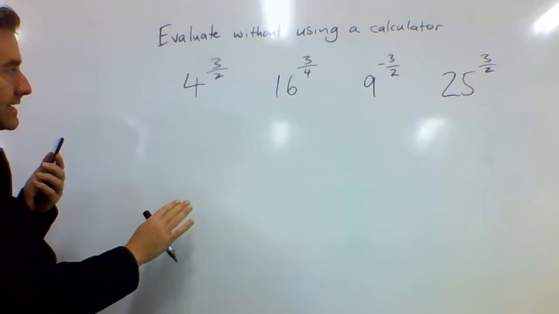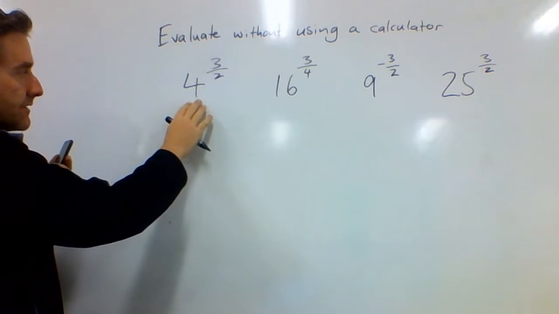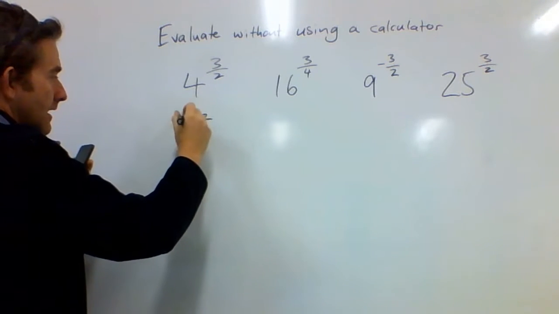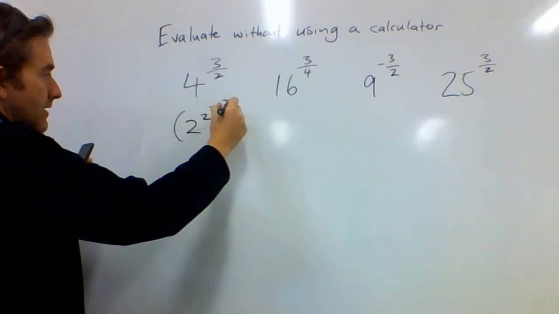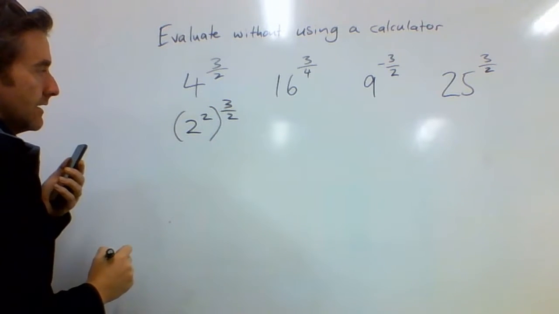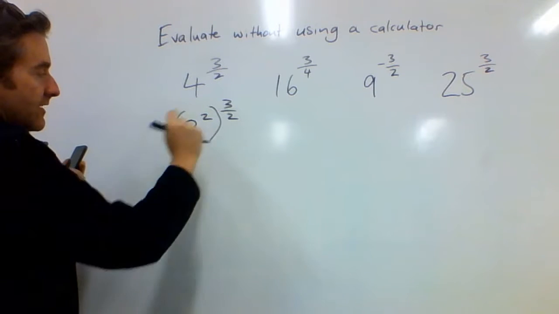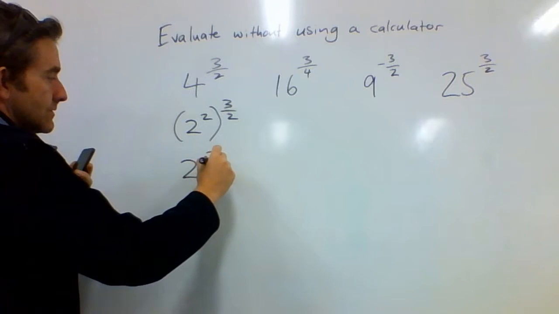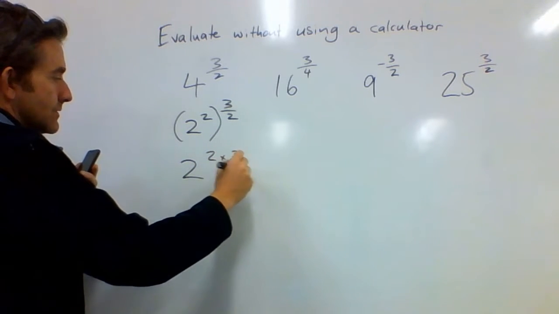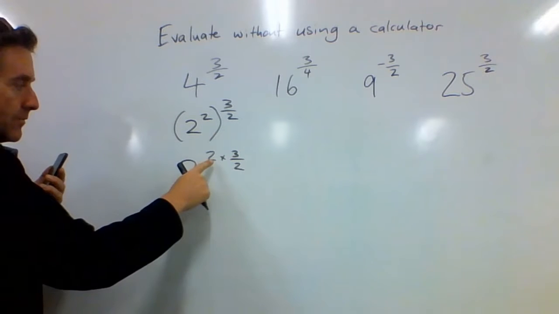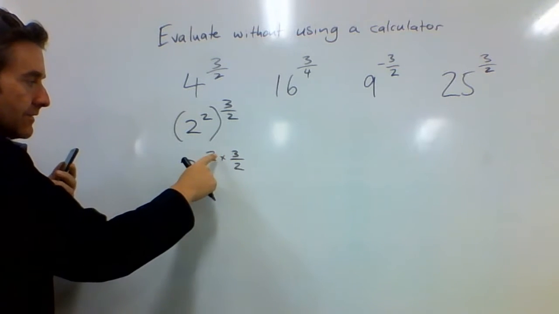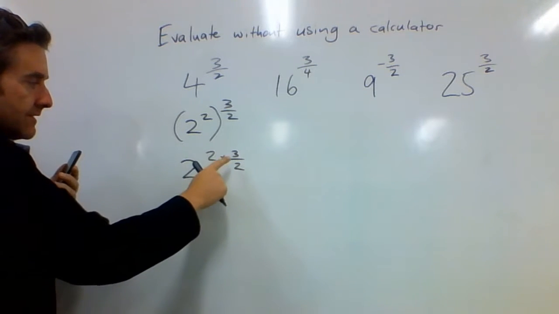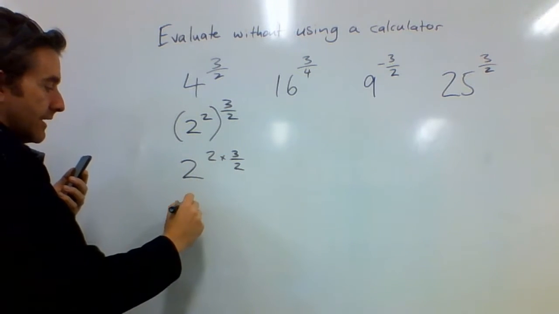Now the first thing I should really do is get this to a form where the base is the smallest number possible. So I know that 4 is 2 squared, and that is all to the power of 3 over 2. Now I know that if I have brackets with a power on the inside and the outside, then I need to multiply those two together. So it's going to be 2 to the power of 2 times 3 over 2. In this case, I'm multiplying a whole number here by a fraction, so I would multiply that number by the numerator there, by 3. 2 times 3 is 6, divided by 2 is 3. So the answer is 2 to the power of 3.